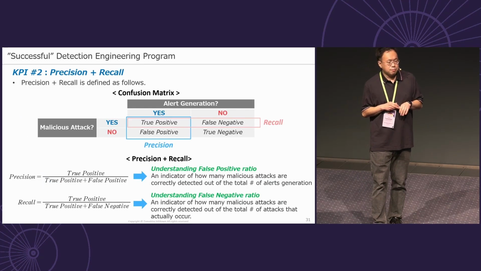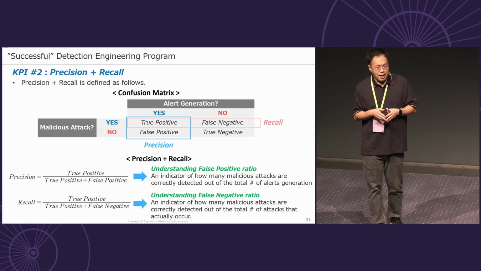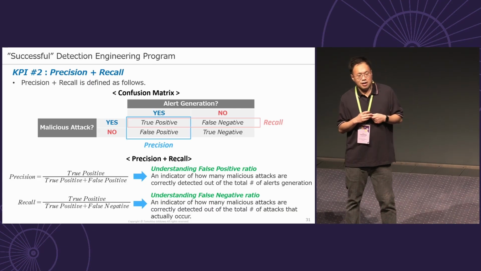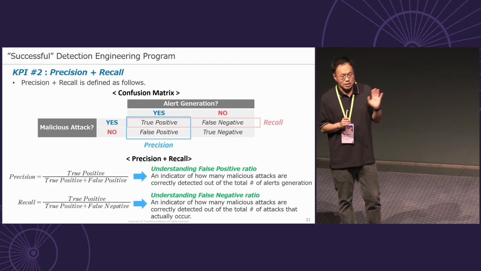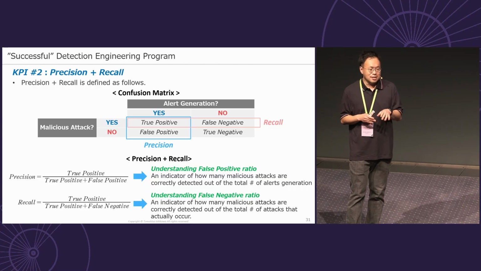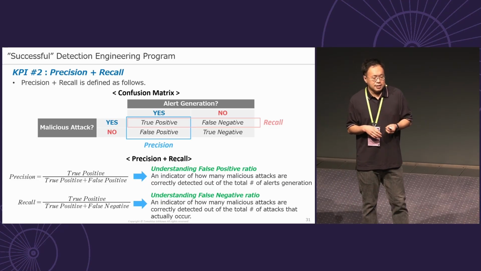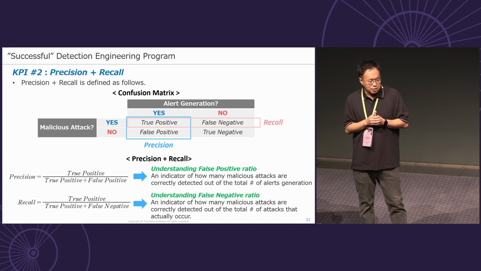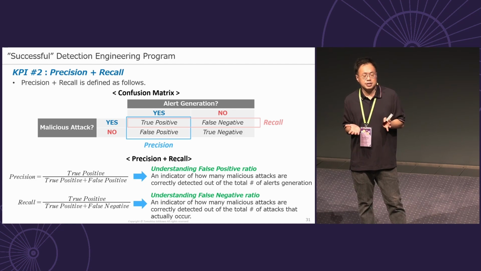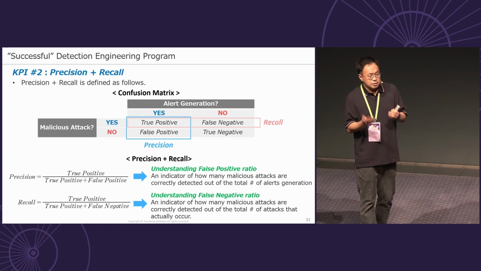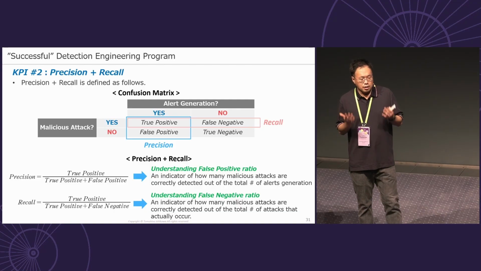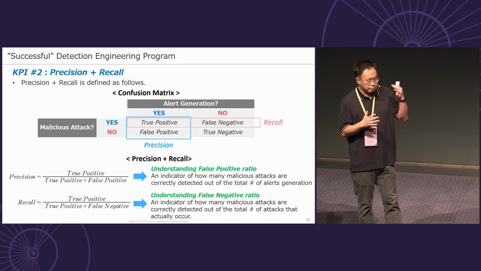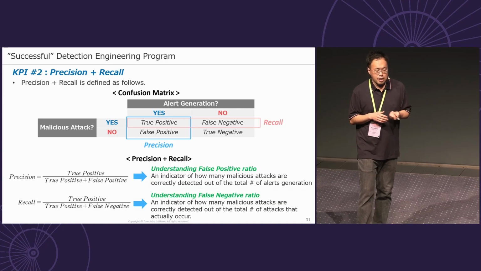The second KPI is precision and recall. I actually have a PhD in engineering, but I have an allergy to mathematics, so I don't want to talk about the mathematics. Basically, the concept is that we need to understand the false positive ratio and the false negative ratio. We use this KPI to evaluate the efficiency of detection engineering. This is the second portion.